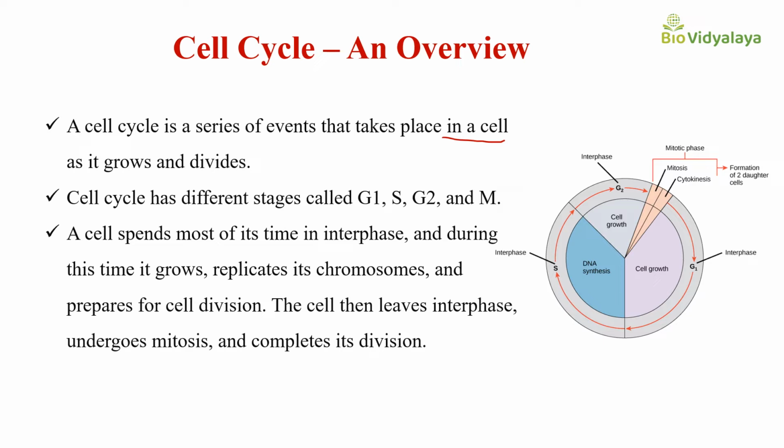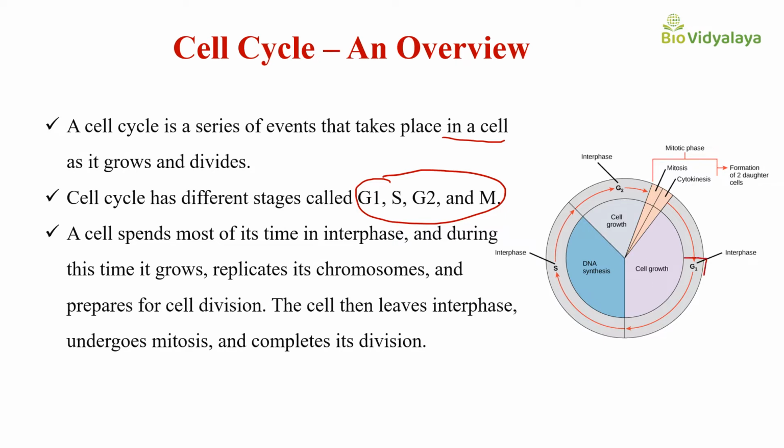In those events, growth of the cell is occurring, duplication of DNA and other organelles is occurring, and finally the division of cytoplasm, that means cytokinesis, is occurring, and finally we will get two daughter cells. That is the cell cycle. There are four major stages in the cell cycle: G1, S, G2 and M.